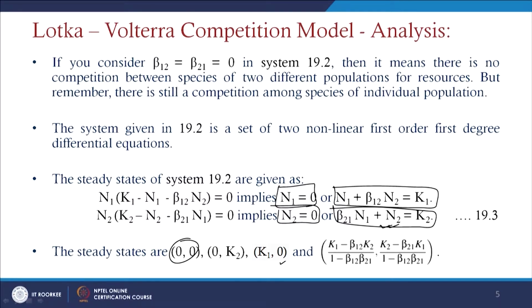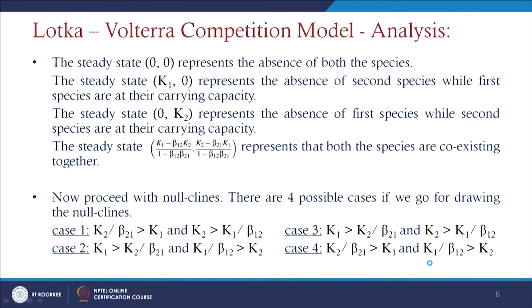And another equilibrium point occurs at (k1 minus beta 1 2 k2) by (1 minus beta 1 2 beta 2 1), and (k2 minus beta 2 1 k1) by (1 minus beta 2 1 beta 1 2). So, we will have 4 equilibrium points now.